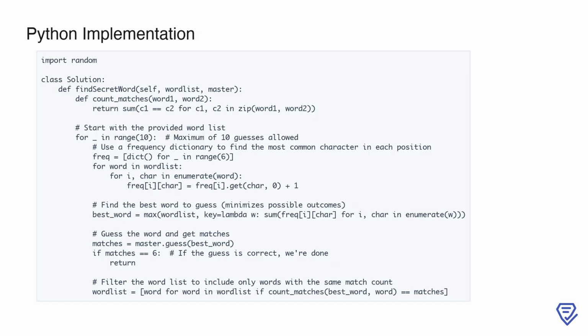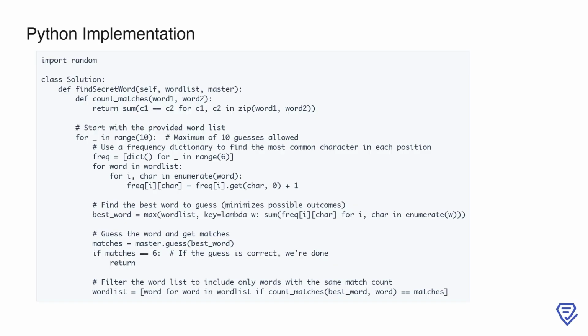The algorithm executes a maximum of 10 iterations, as specified by the problem constraints. In each iteration, a frequency dictionary is constructed for each character position, 6 positions for 6-letter words. This frequency dictionary is used to determine which word in the current word list is the best guess, where best is defined as the word that maximizes the sum of character frequencies at each position. The master.guess method is called with the best word, and the number of matches is obtained. If the match count is 6, the algorithm terminates as the secret word has been found.